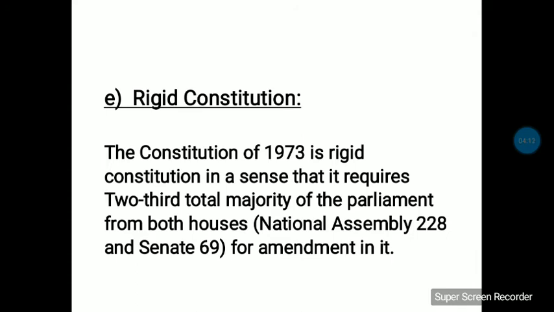Rigid constitution. The Constitution of 1973 is a rigid constitution in the sense that it requires a 2/3 majority of the total membership of the whole parliament. That is the 2/3 total majority of the 342 members of the National Assembly, and the 2/3 total majority of the 104 members of the Senate. The 2/3 majority of the National Assembly is 228, and the 2/3 majority of the Senate is 69, for an amendment in it.